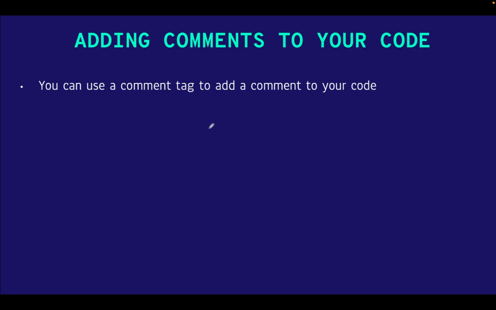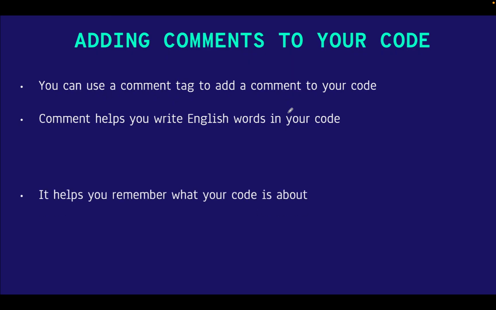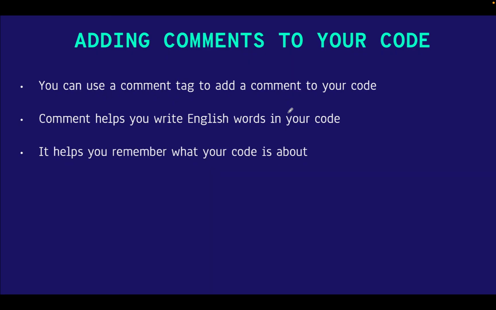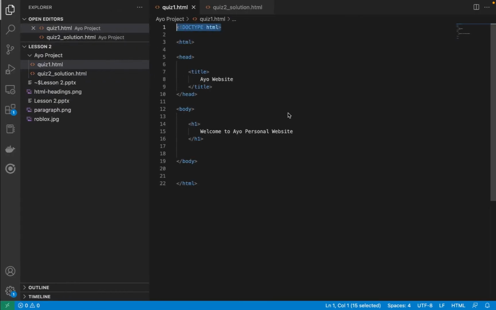So you can use a comment tag to add comments to your code. A comment helps you to write English words in your code. You can use English, Spanish, or anything, right? It helps you to remember what your code is about. And yeah, cool web developers use comments a lot. So let me show you examples.